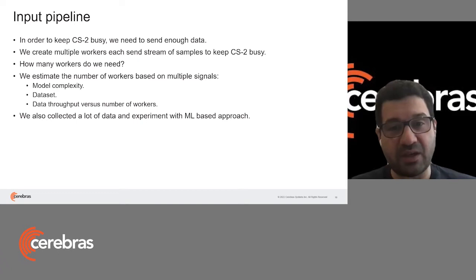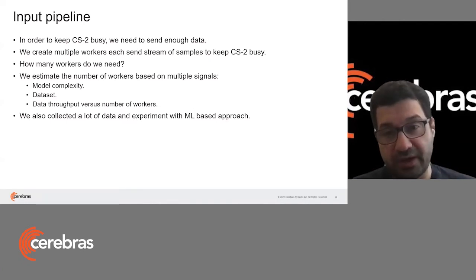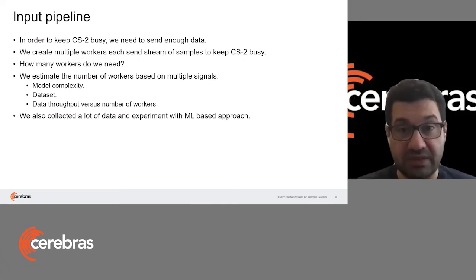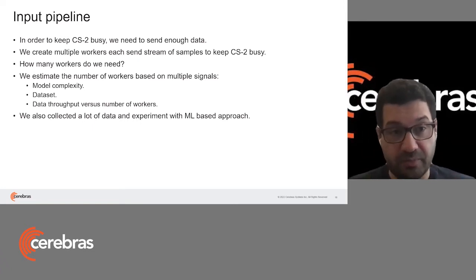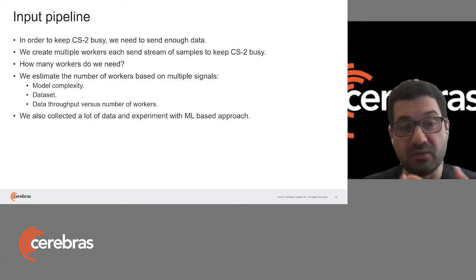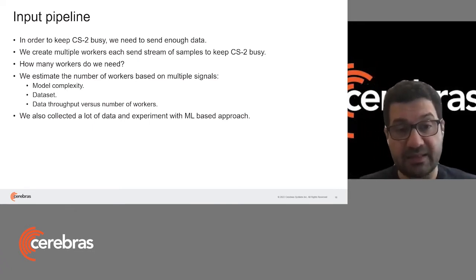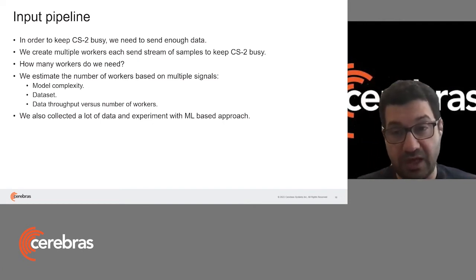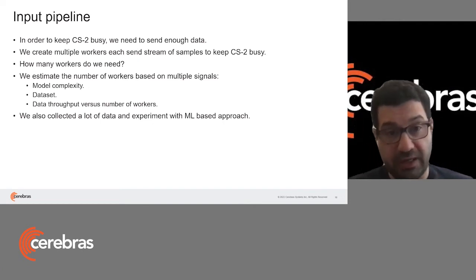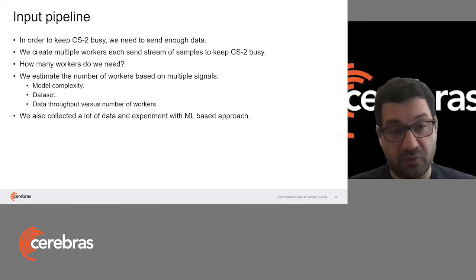So of course that brings a question: how many workers do we need? Of course you can do trial and error by changing the number of workers and see if the system is starving or not, but that will take forever and it's not a good user experience. What we do is we have a profiler script or tool. You run it based on the model complexity, the dataset and the data throughput. It will tell you how many workers it needs to take full advantage of the current model on training. This tool, we keep improving it with each release.